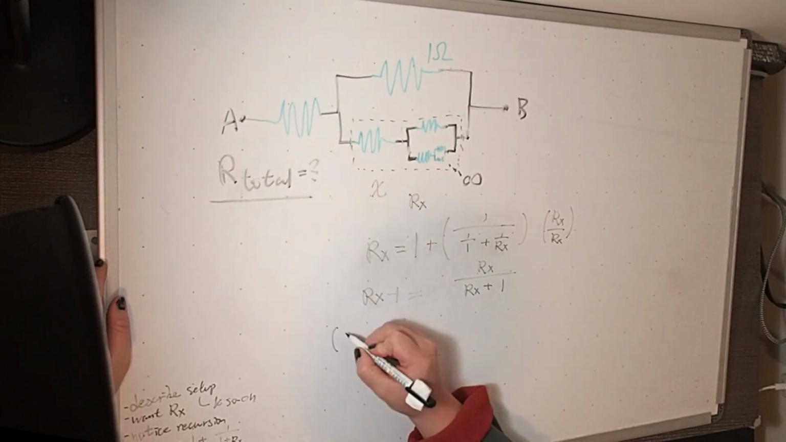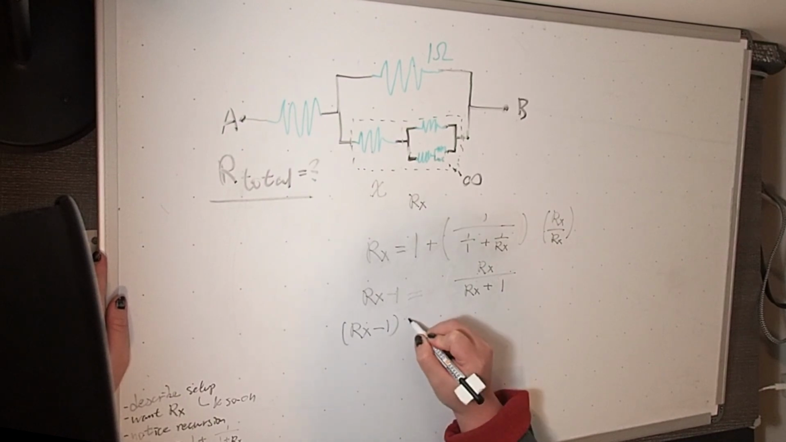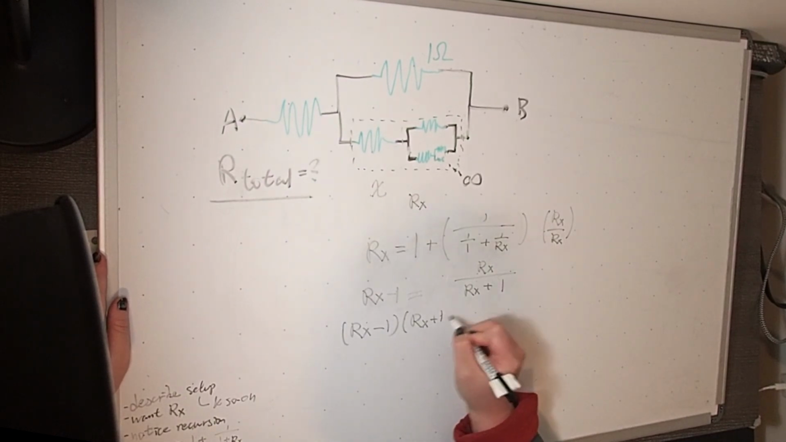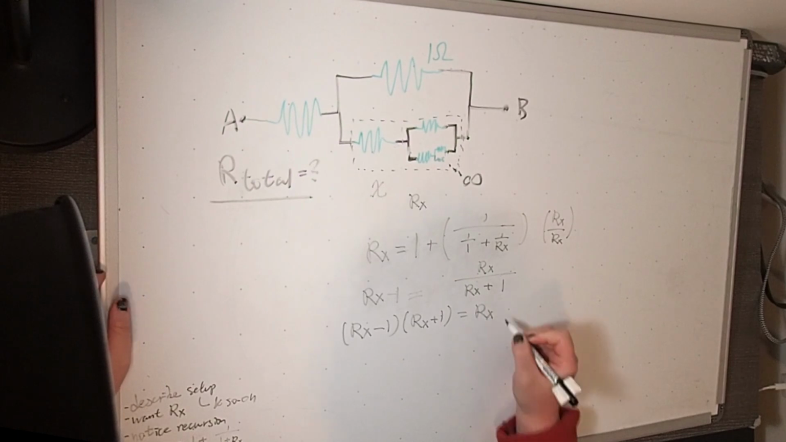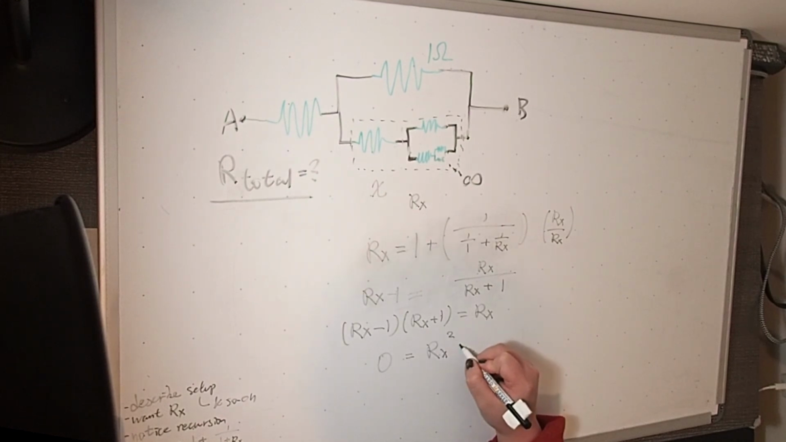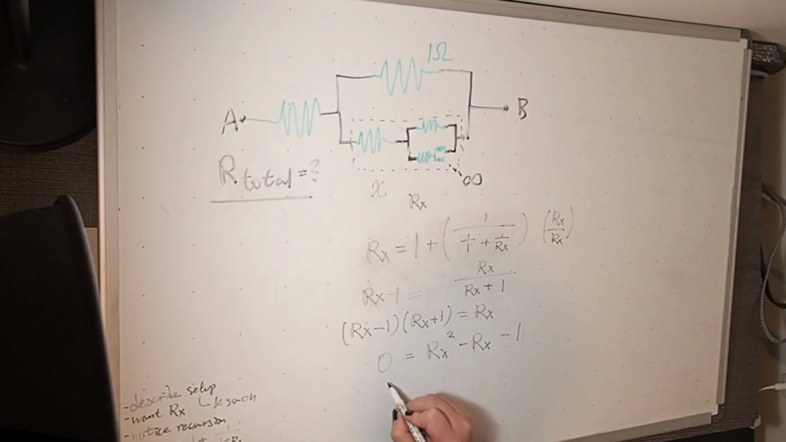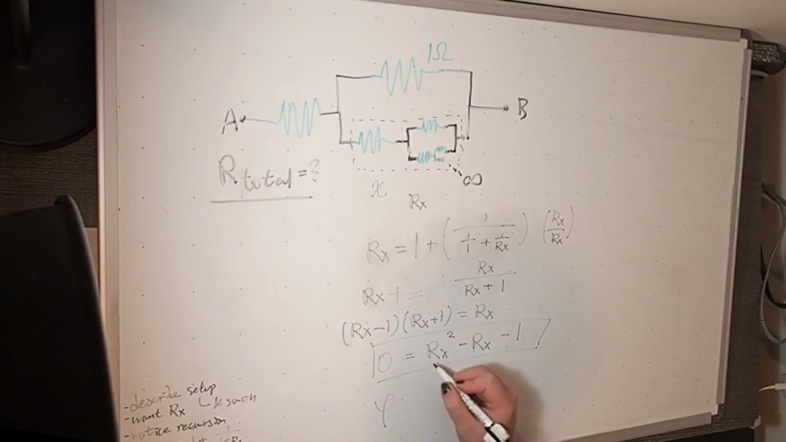Now, at this point, we can move things a lot more cleanly. So we have Rx minus 1 times Rx plus 1 equals Rx. Or in other words, we get 0 equals Rx squared minus Rx minus 1. Now you might notice that this quadratic is awfully similar to the golden ratio phi. That means that our Rx is actually the golden ratio phi.